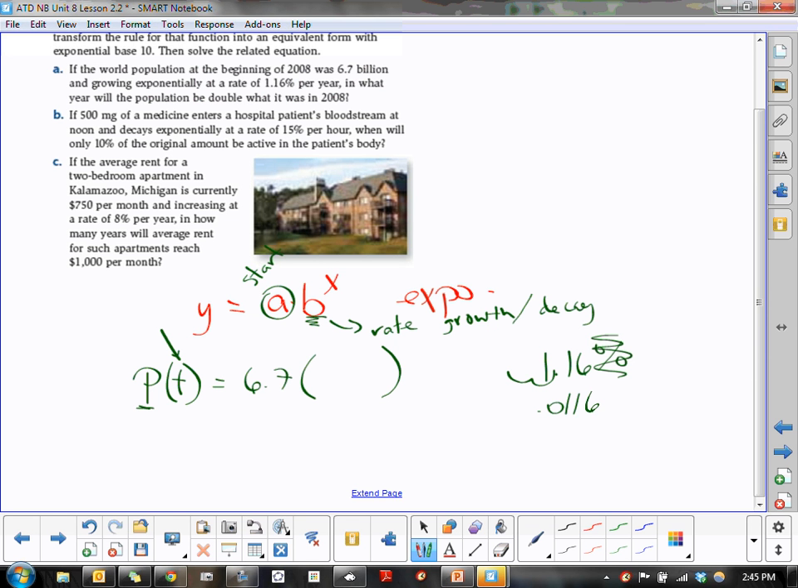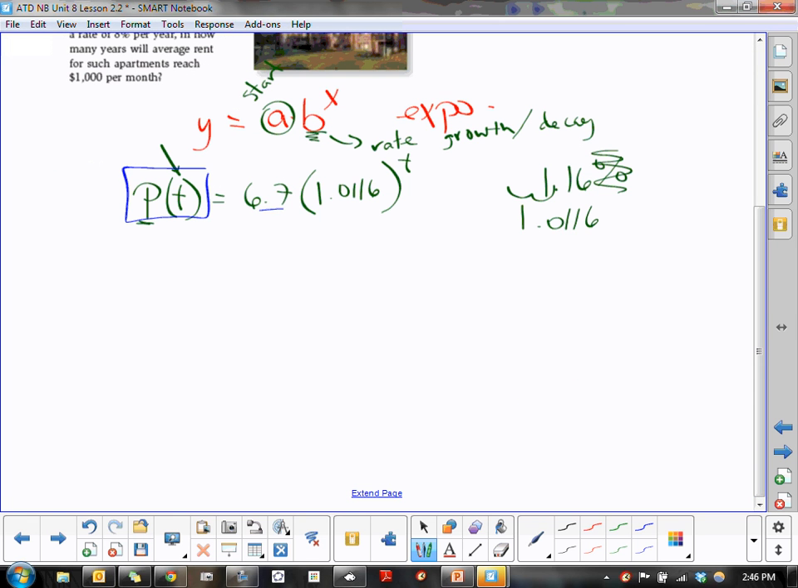If it's going to grow, it's got to be a number bigger than what? Talked about yesterday. It will not grow unless our rate of growth is bigger than what? 1. So it's 1.0116. It's your current population plus your growth. So 1.0116 to the t. Still trying to build our equation. What do we want our population to be? Double. So what do I want this population to end up being? 13.4. We just doubled this.